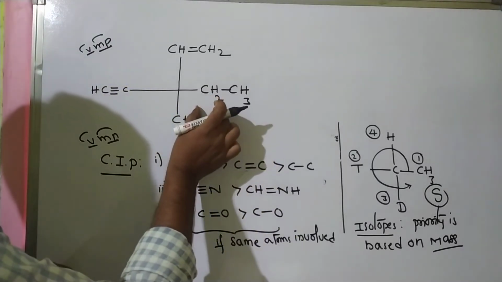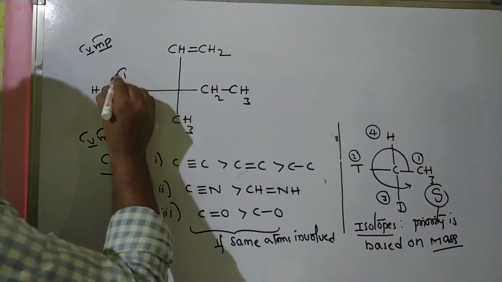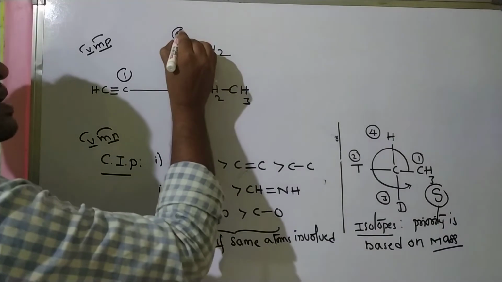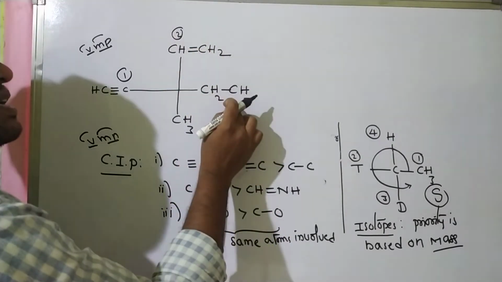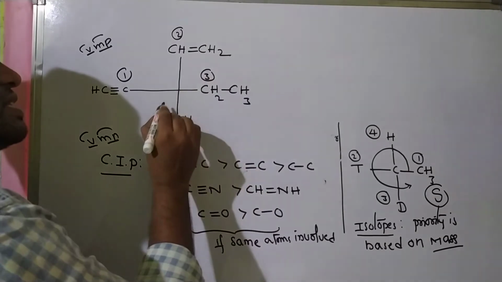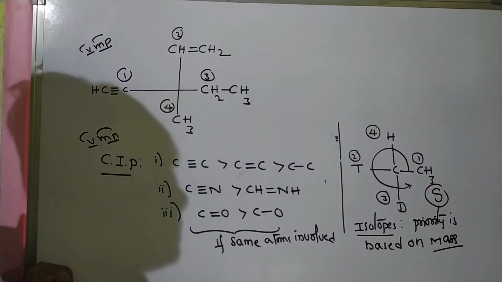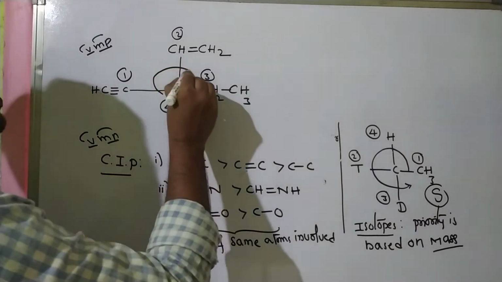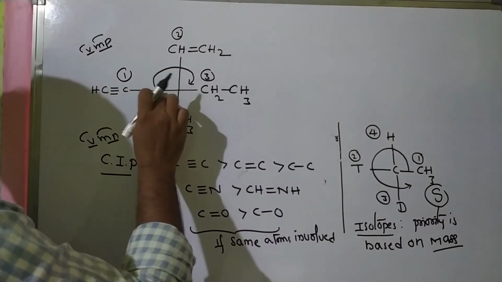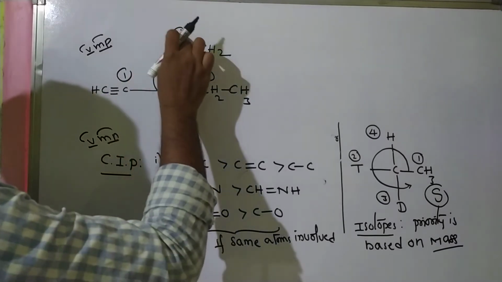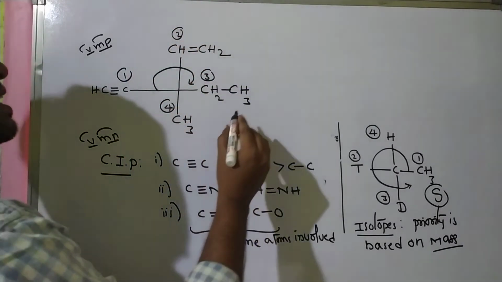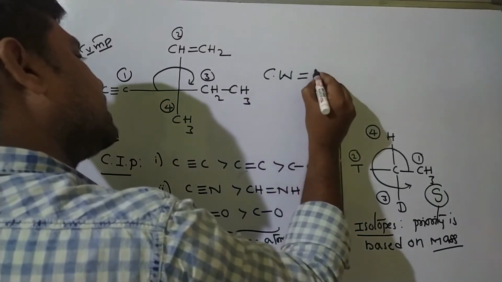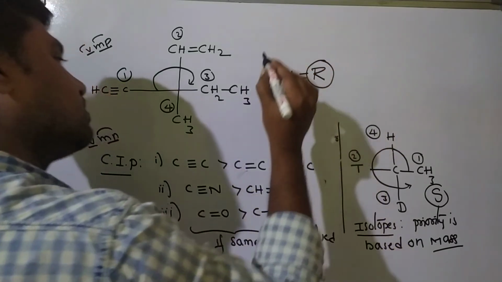So the priority order: this is the first priority, carbon triple bond. The second priority, carbon double bond. This is the carbon single bond, the third priority, and this is the fourth priority, single carbon. Okay, understanding? So now the rotation is 1, 2, 3, and then 4. So this is clockwise rotation. Definitely the configuration is R configuration. Okay, students, please note.